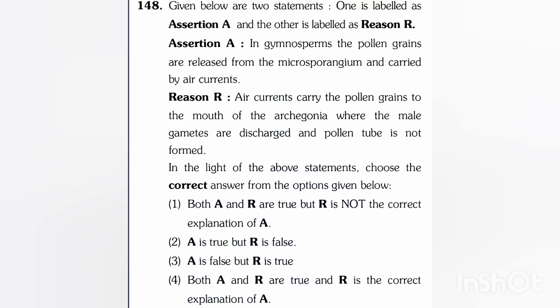Given below are two statements. One is labeled as assertion A and the other is labeled as reason R. Assertion A: In gymnosperm, the pollen grains are released from the microsporangium and carried by air currents. Reason R: Air currents carry the pollen grain to the mouth of the archegonia, where the male gametes are discharged and pollen tube is not formed. In the light of the above statements, choose the correct answer from the options given below. Assertion is true, but reason is false.